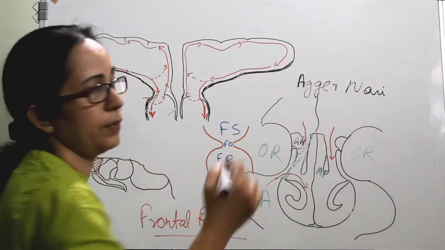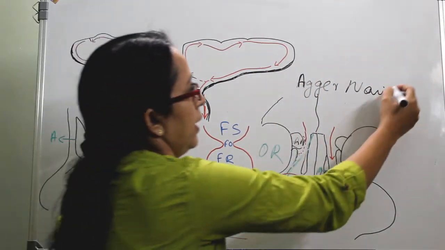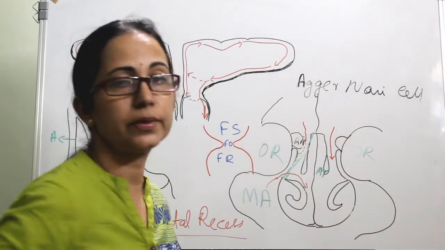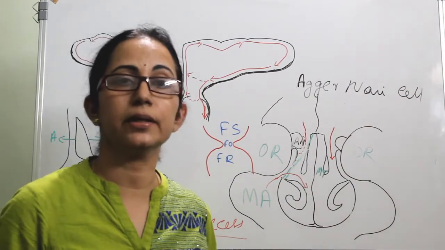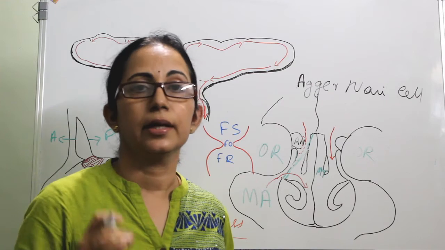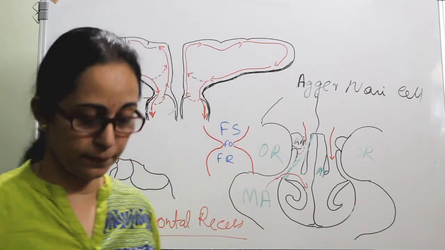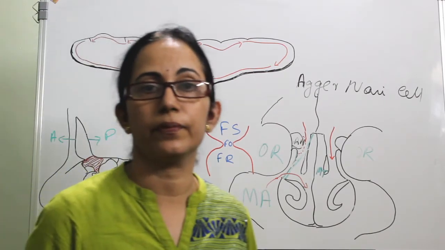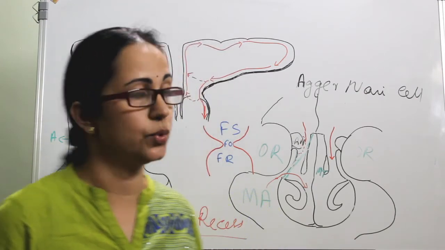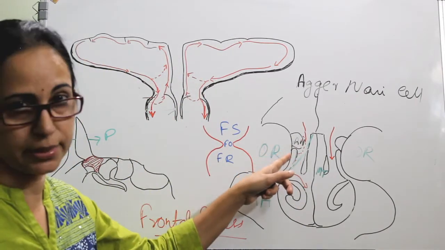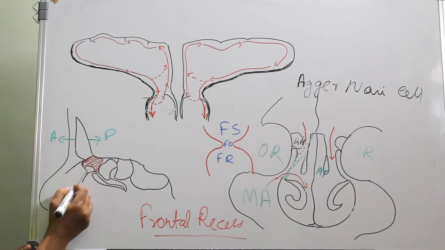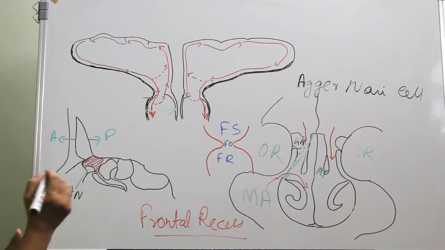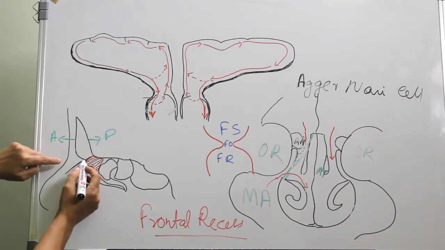Again, about the agar nasal cell, I will explain along with the ethmoid. For the time being, just remember, it is an anterior group of ethmoid cells which is pneumatized. So this is the agar nasal. Here, this is the agar nasal, and this is the frontal recess.